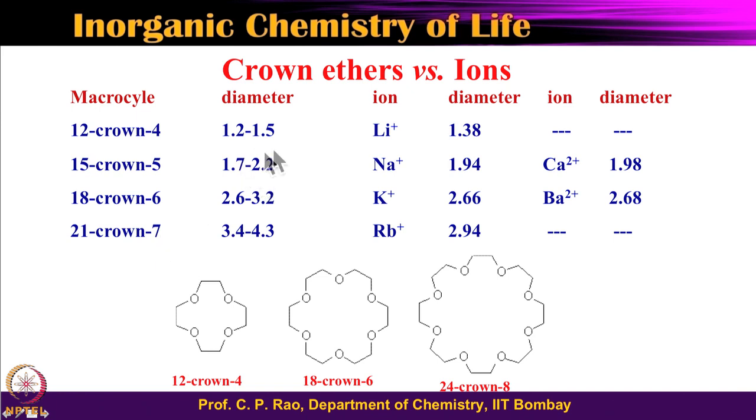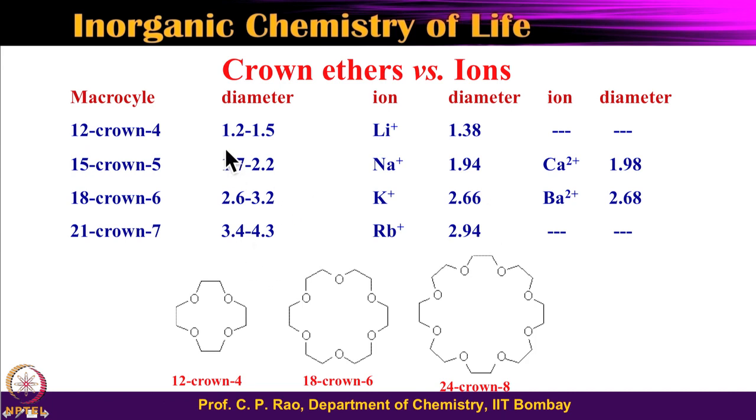Now let us look at the ions of importance, the alkali ions: lithium ion, sodium ion, potassium ion and rubidium ion. So what is the diameter? 1.38. Is 1.38 somewhere in between these two? Absolutely, 1.2 to 1.5. And 1.94, 1.7 to 2.2, what is it? It's somewhere in between, so it's a very nice fit. 2.66 is absolutely this one. 2.94 is a bit loose for this, so you will not get a good fit.